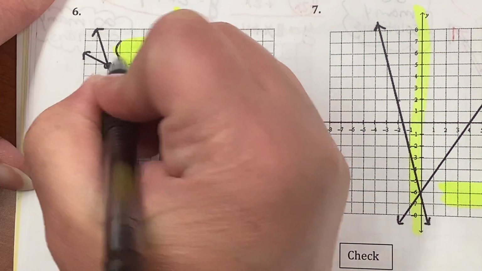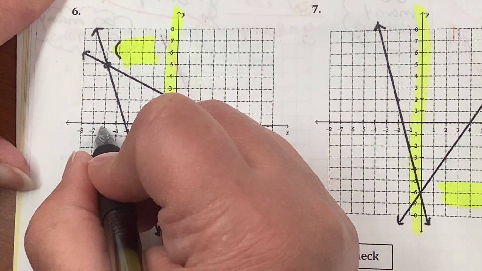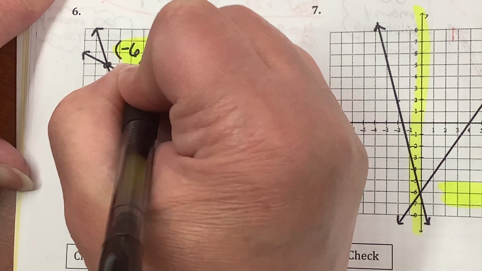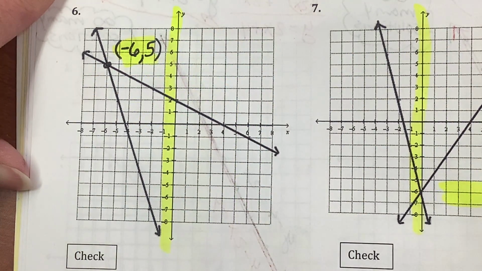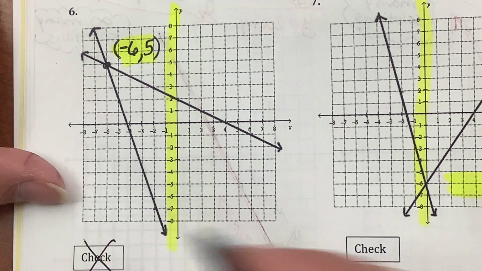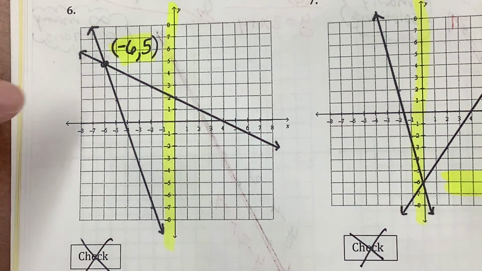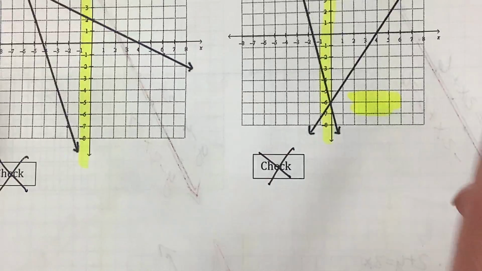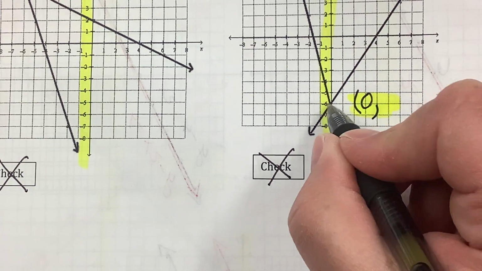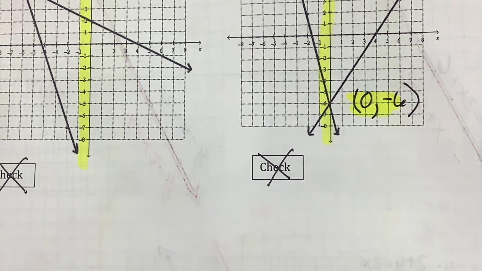This one is at -1, -2, -3, -4, -5, -6, +5. And then it says to check. You know what? Just cross that off. Don't check these. Not in the mood. I can do that because I'm the teacher. And this one, it's not going right or left, so it starts with a 0, -6. That's all I really wanted you to do there.